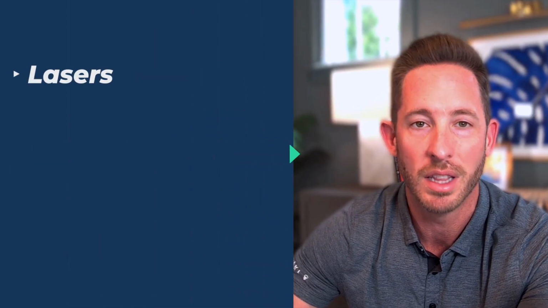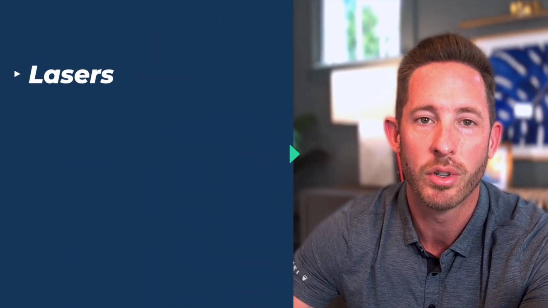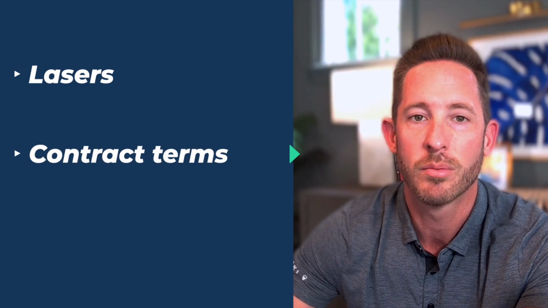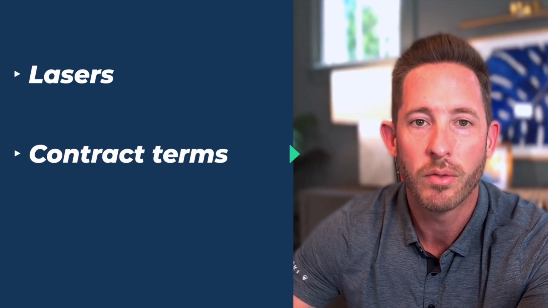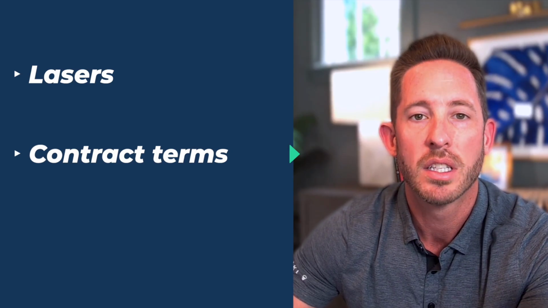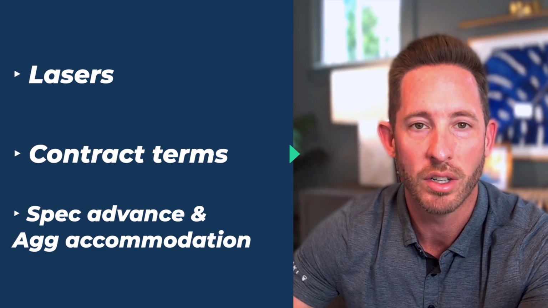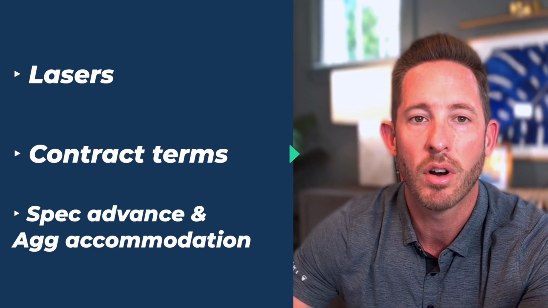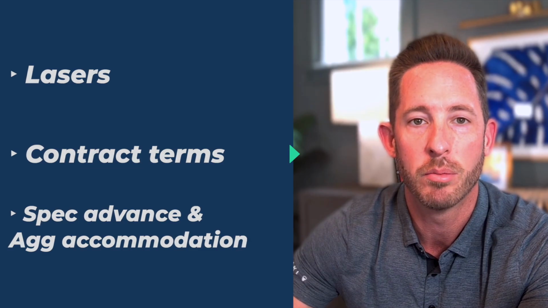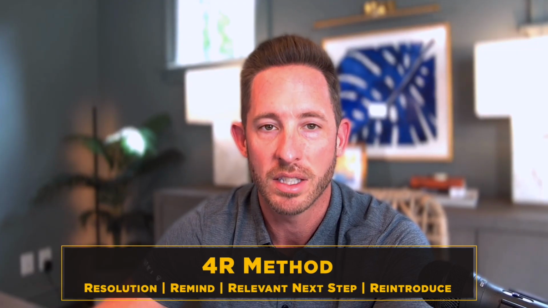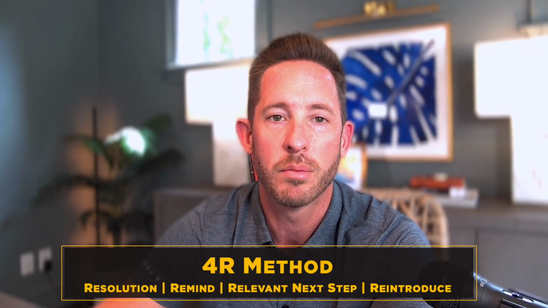And this is just the foundation. In the rest of the Stop Loss 101 series, we'll dive into lasers and why they catch employers off guard, contract terms like 12/15 or 24/12 and how they affect claims, spec advance and AG accommodation, and why they can make or break your cash flow. Together, these are all part of our benefit cost containment blueprint, where we help CFOs and HR leaders manage stop loss like a pro.